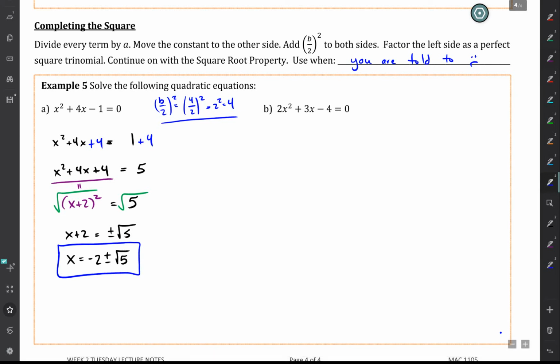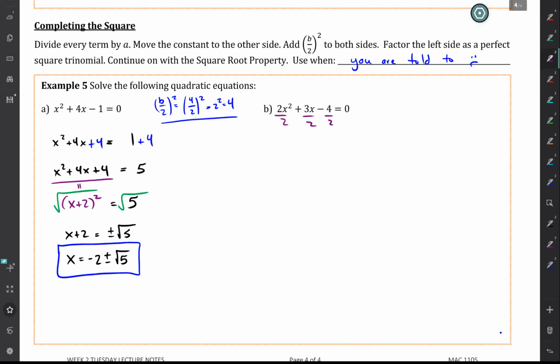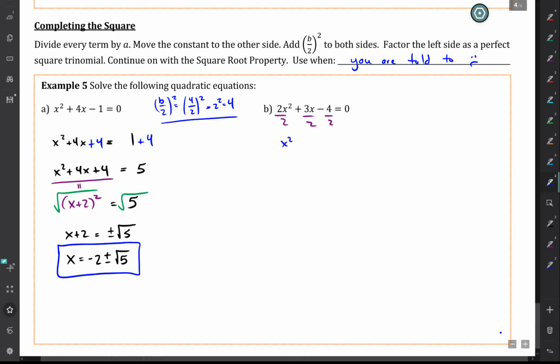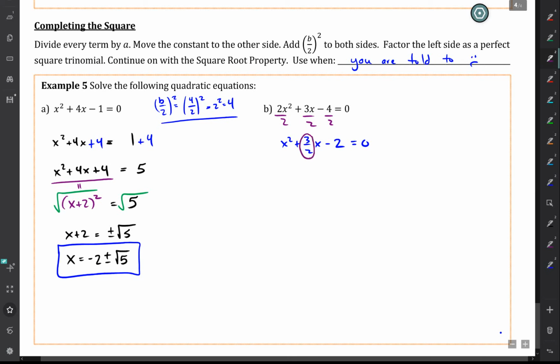In part B, we're going to have to divide everything by 2, because you need to have this as a monic polynomial. It needs to be x squared plus bx plus c. So when you divide by 2 everywhere, you're going to get x squared plus 3 halves x minus 2 is equal to 0. And now remember that we need to look at whatever b is, which is 3 halves.